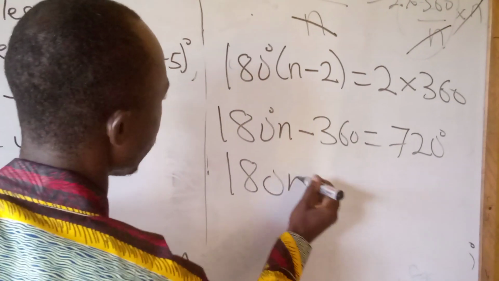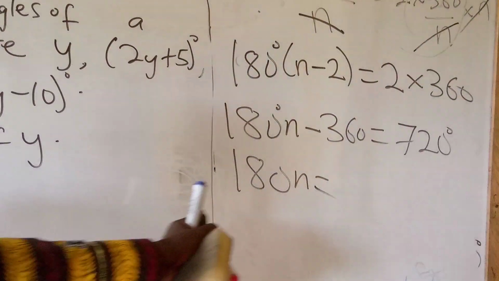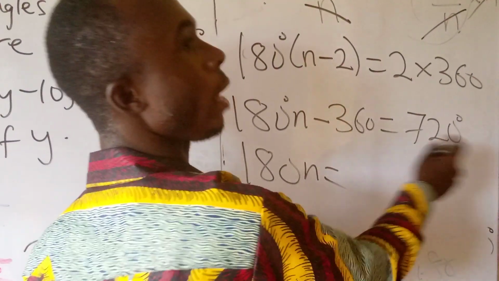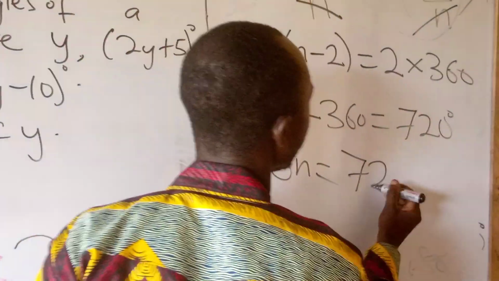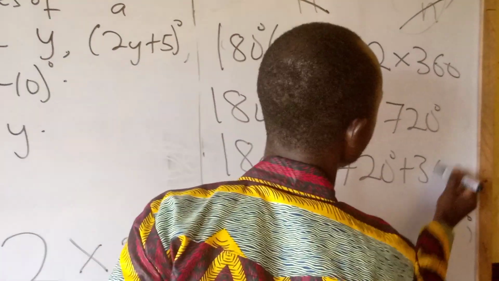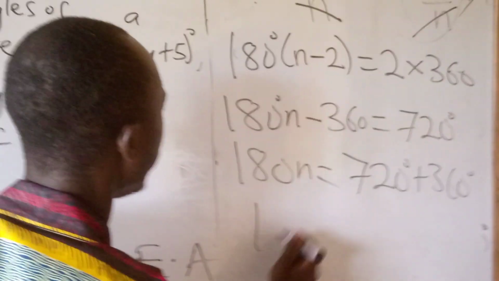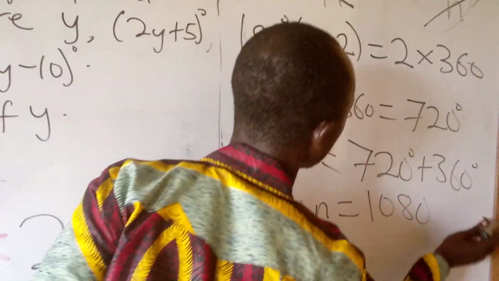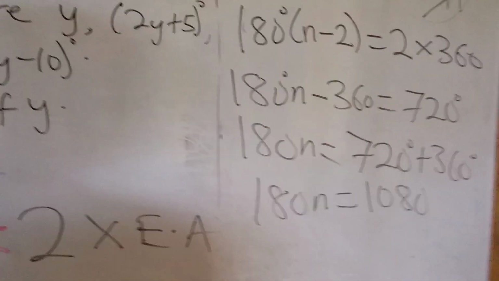So you group like terms. You leave the variable at the left hand side and the one without variable at the right hand side. It becomes 720 plus 360. So 180 n equal to 1080. You can take your calculator and check.